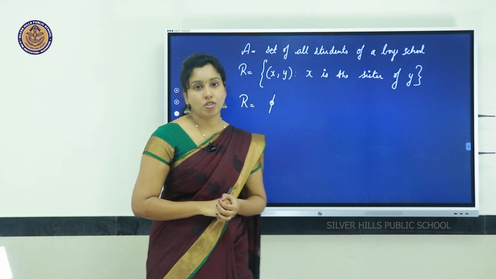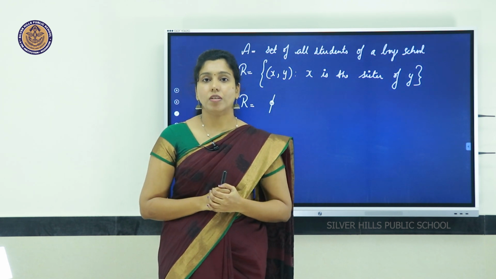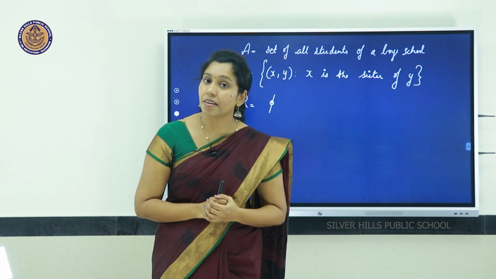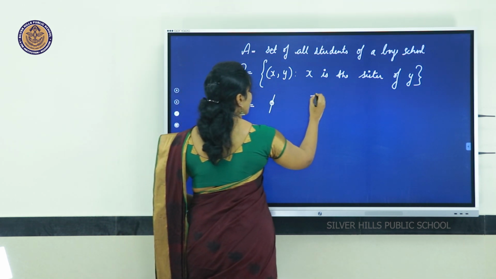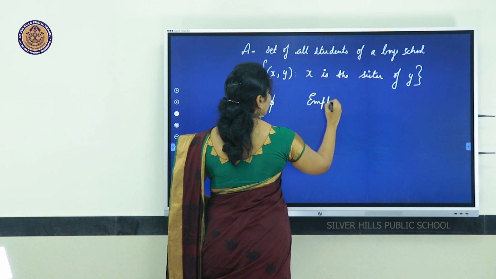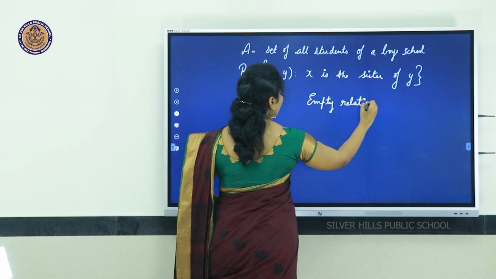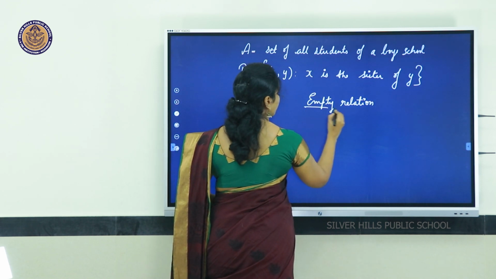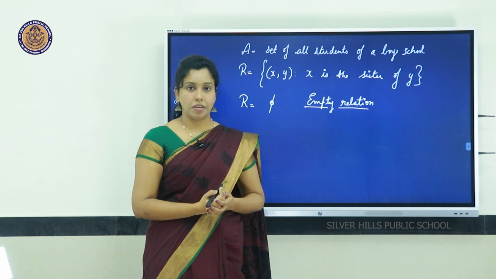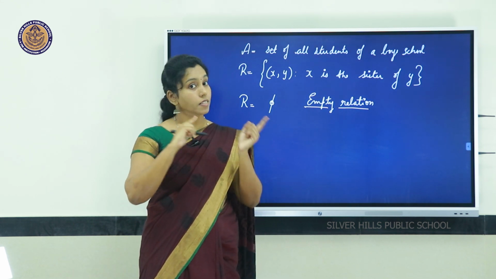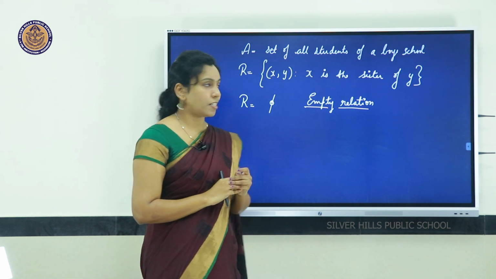Such a relation where there are no members inside the relation is called an empty relation, and that is the first type of relation, the empty relation. A relation which is empty is called an empty relation. So now let us define another relation which is just the opposite of the empty relation. Let us see what it is.